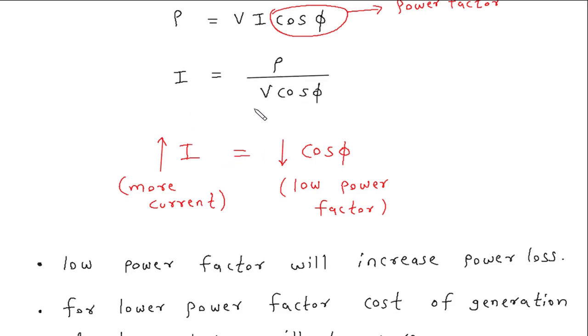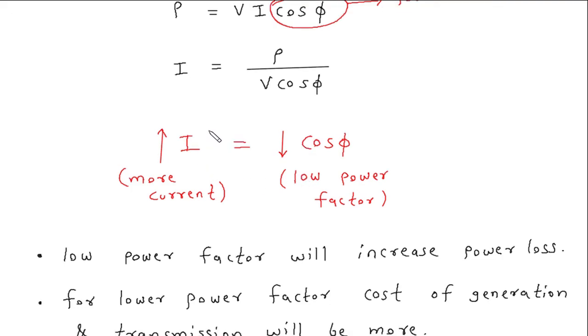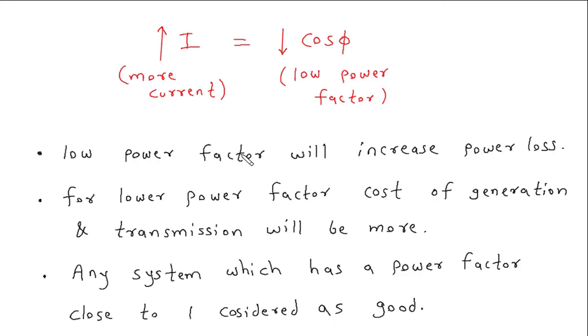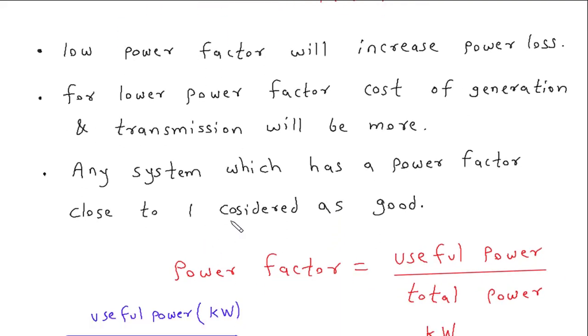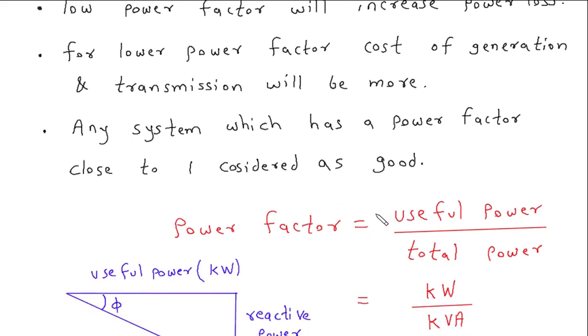The lower the power factor, the more the current. Low power factor will increase power loss, and for lower power factor, the cost of generation and transmission will be more. Any system which has a power factor close to 1 is considered good. The power factor lies between 0 and 1, so a power factor close to 1 is considered a good system.